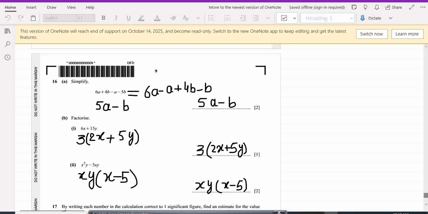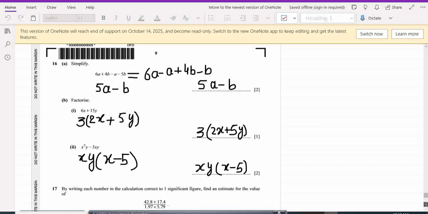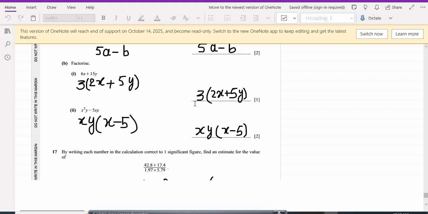Next is factorize 6x plus 15y. In order to factorize, we have to find the HCF of 6 and 15. The HCF of 6 and 15 is 3, so divide by 3. 6x will become 2x, and 15y becomes 5y, so the answer is 3 into 2x plus 5y.